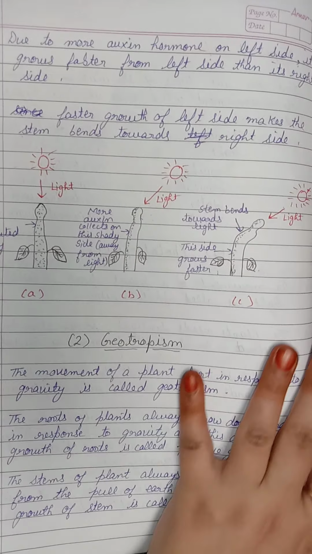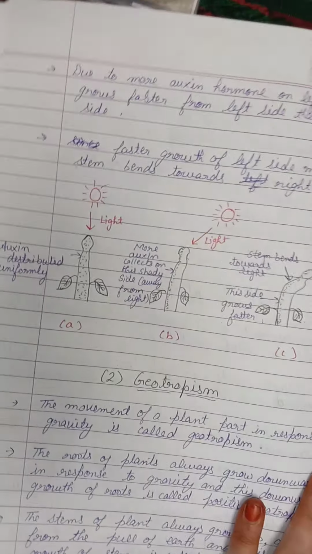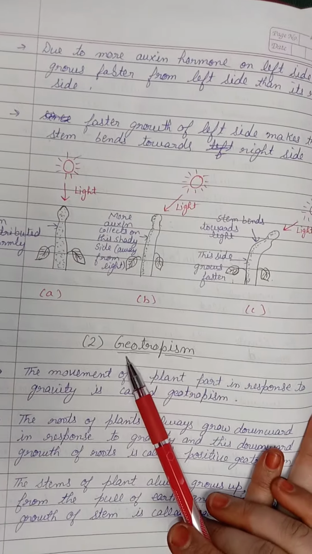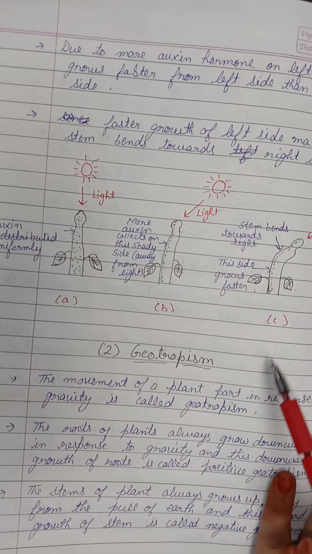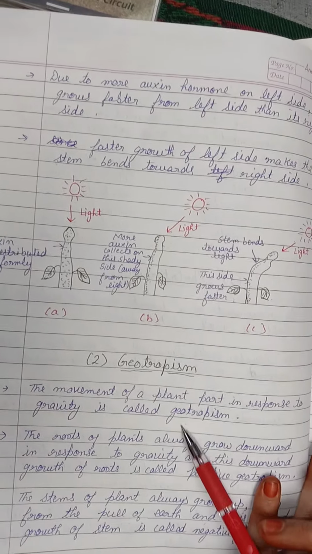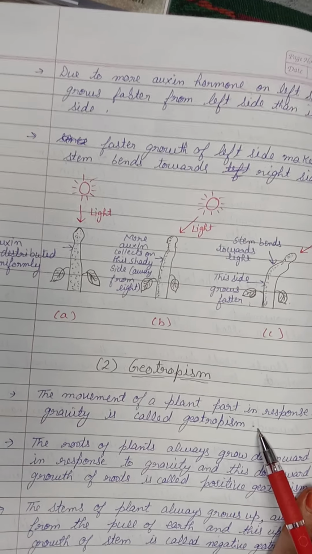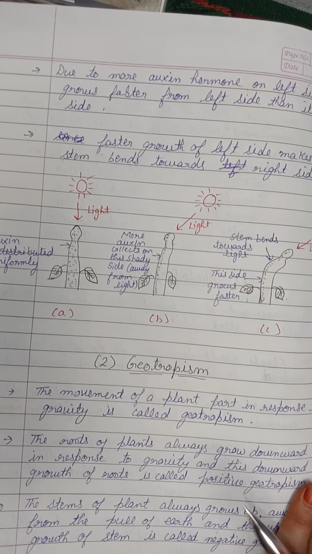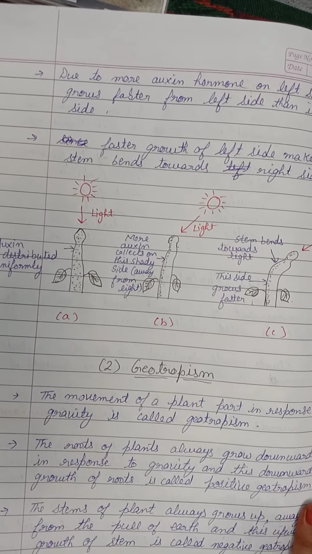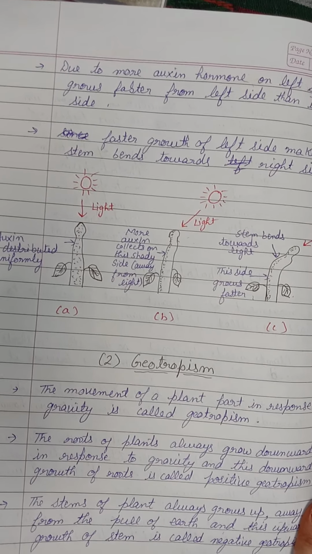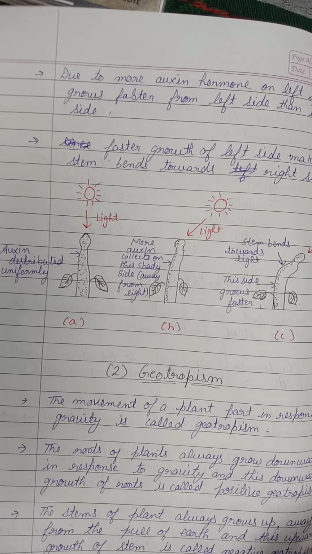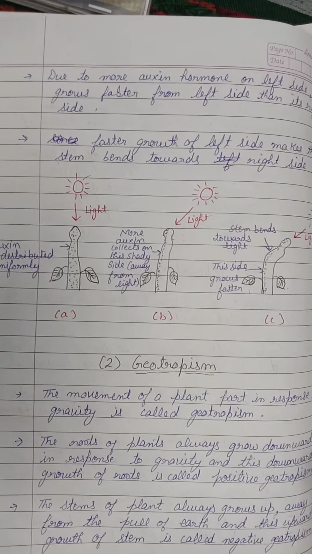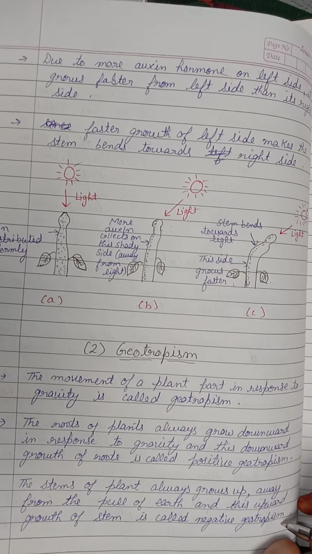Got it? Now the next one is geotropism. Geo means gravity. When the plant is showing movement towards the gravity or in response to the gravity, then it is called geotropism. Understood? Now on the basis of this, we have two types of geotropism. If the plant is showing movement towards the gravity, then we call it positive geotropism, and if the plant is showing movement opposite to the gravity, then it's called negative geotropism.